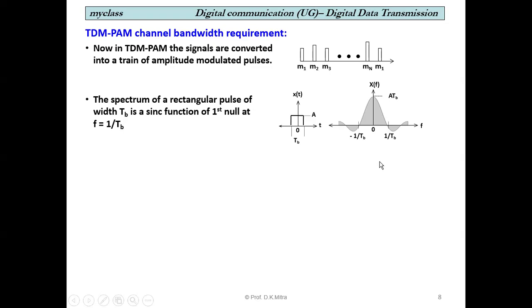Now, practically, higher frequencies we shall filter out, but to have enough strength of the signal, we always take the signals up to at least 1 by TB. That means up to at least the first null on the left side and right side, right?